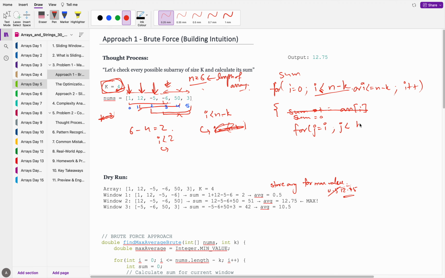J is less than k. Here you can write, okay, j is less than k, because k is the number of items we are calculating sum for, and j plus plus. Here, sum plus equals to array item at j.